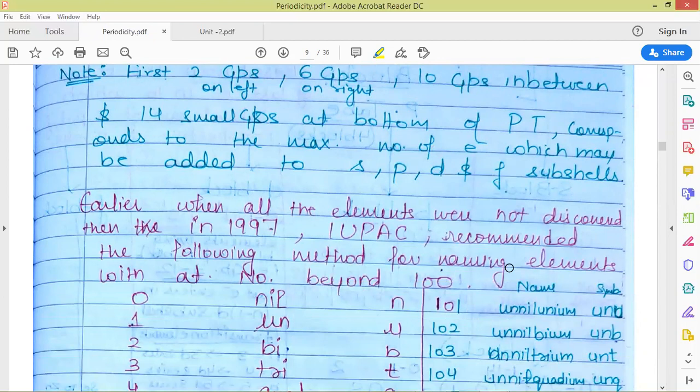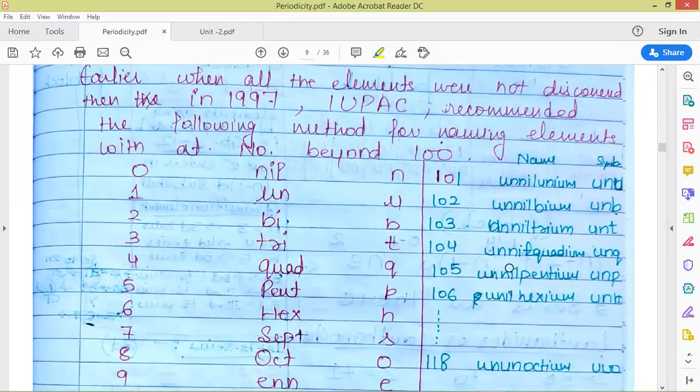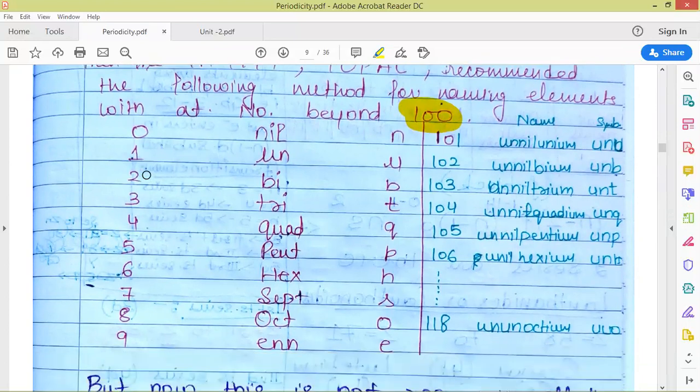Earlier, when all the elements were not yet discovered, around 1997, IUPAC recommended the following method for naming elements with atomic numbers beyond 100. So a method was introduced by IUPAC for the naming of elements with atomic number above 100. Let us discuss what that method was. They just gave notations for these numbers.